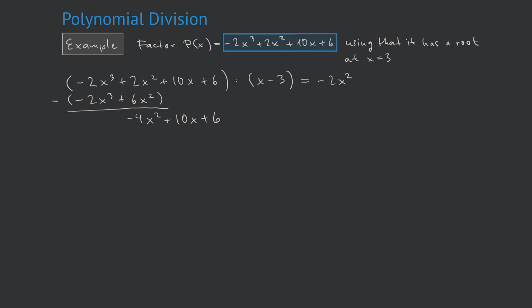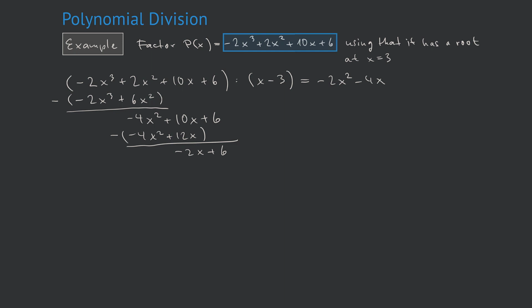What remains is 2x to the second power minus 6x to the second power, which is negative 4x to the second power plus 10x plus 6. And we repeat the procedure, and we ask ourselves, how many times does x fit into negative 4x to the second power? The answer is negative 4x. And again we perform the multiplication minus 4x times x minus 3, which gives negative 4x squared plus 12x. Put this in brackets and subtract it from the above, which gives, well, negative 2x plus 6.